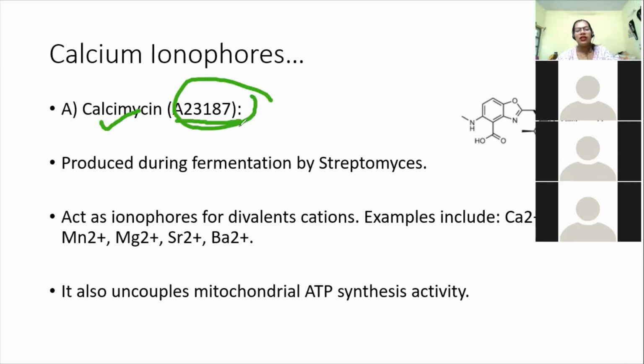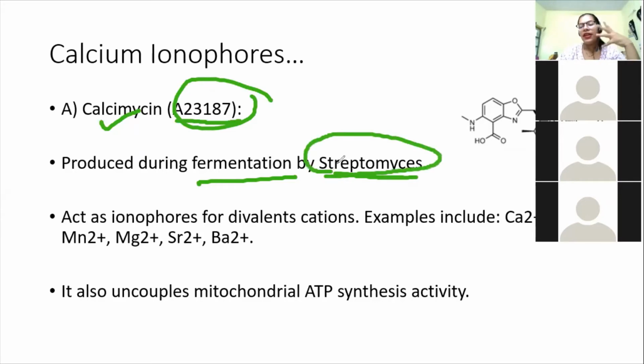Now, how is it produced in large quantity? It is through fermentation by Streptomyces species. Whenever we talk about antibiotics, many of them have been discovered mainly from Streptomyces species, more than 1,000 antibiotics. So that much it is important. Now, they act as ionophores for divalent cations. Examples are calcium, Mn2+, Mg2+, strontium, barium 2+, etc.